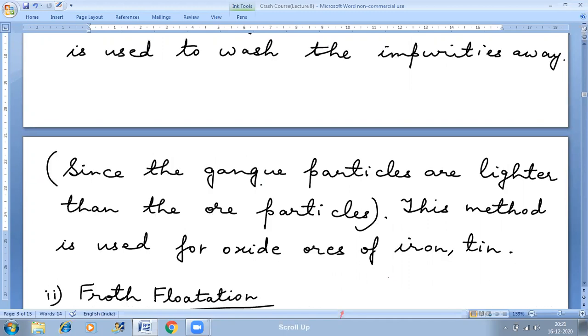Let me ask you an exam question. Which ores are concentrated by hydraulic washing? Then you can say that oxide ores of iron and tin are concentrated by hydraulic washing.